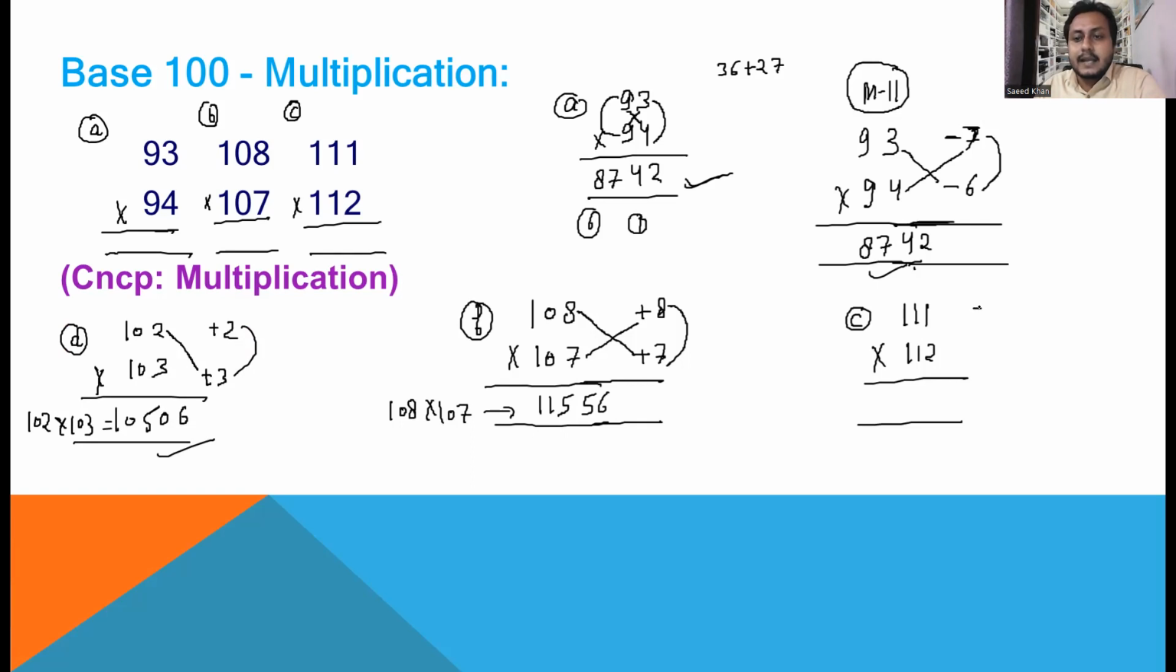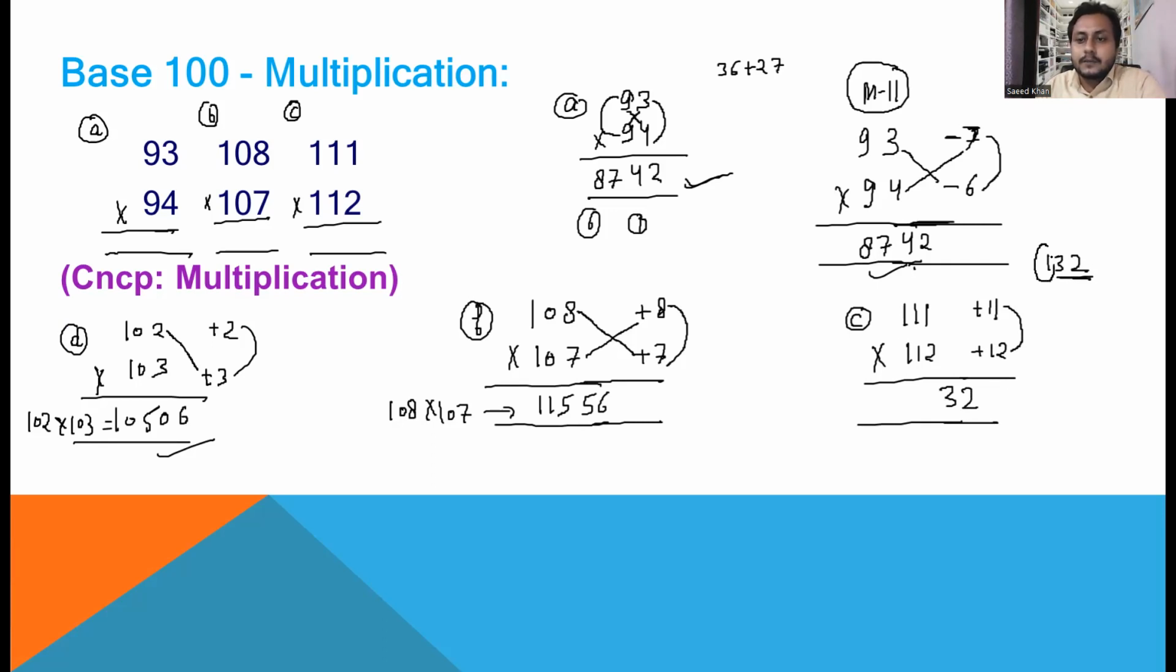So 111 is 11 more than 100. This is 12 more than 100. So first you have to write the last two digits of the product. So first do, what is 11 into 12? 12 into 11 is what? 132. But you have to write last two digits. So 32 we will consider. 32 should be the last two digits of the product of 111 and 112.